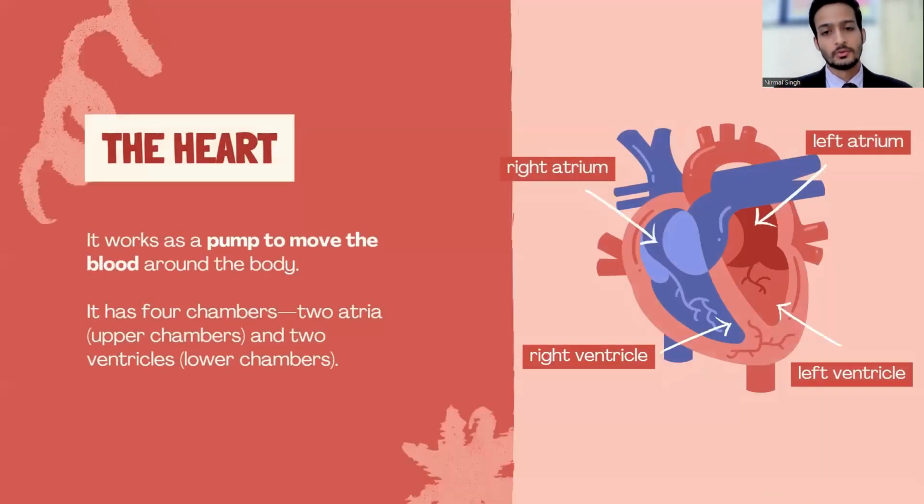Now let's focus upon the heart. We will talk about the structural and functional attributes of the heart. When we talk about the structure of heart, it has four chambers, two atria and two ventricles. The atria receive blood and ventricles pump it back to the body parts.